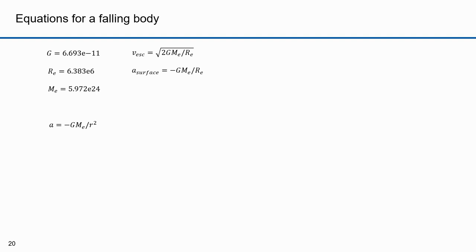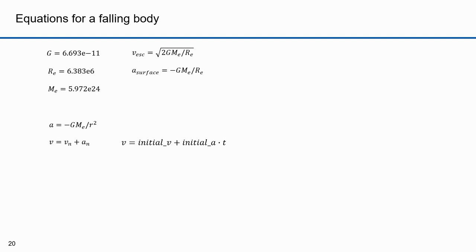Here's the formula for acceleration. Notice that it's a function of r. In fact, it's inversely proportional to r, which means as the object gets higher, the acceleration decreases. Here's the formula for velocity. It takes the initial velocity plus the initial acceleration times time. This formula works fine for constant acceleration. For this animation, I'll use this formula.